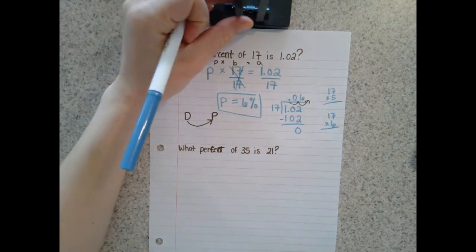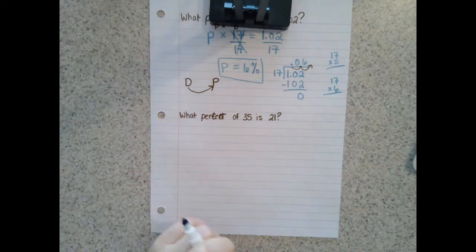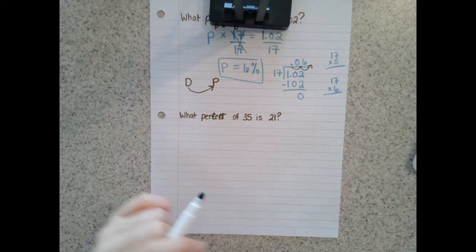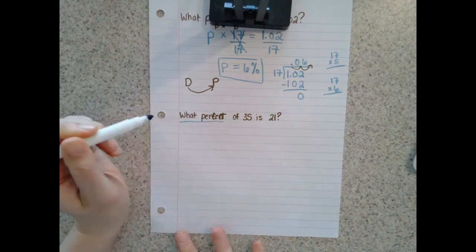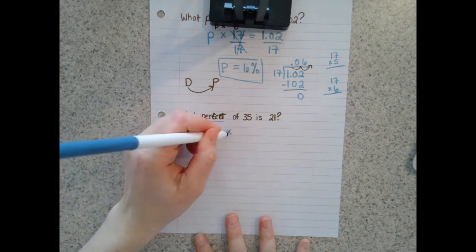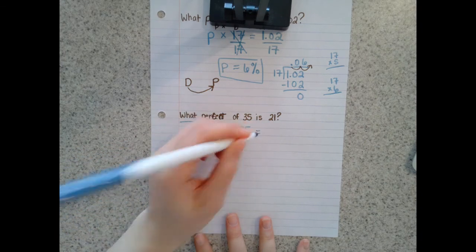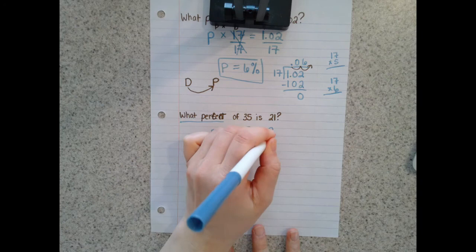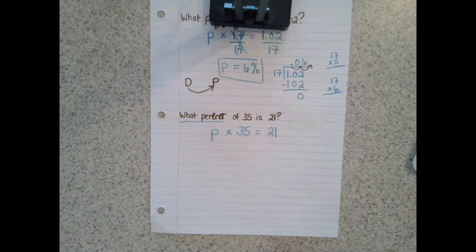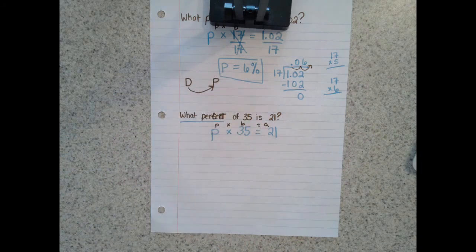All right, here's a second example. What percent of 35 is 21? Again, what percent, that's our unknown, which we can keep as a variable. Of means multiply. 35 drops straight down. Is means equals. And 21 drops straight down. Again, this is the percent equation: percent times base equals part. What percent of 35 is 21?